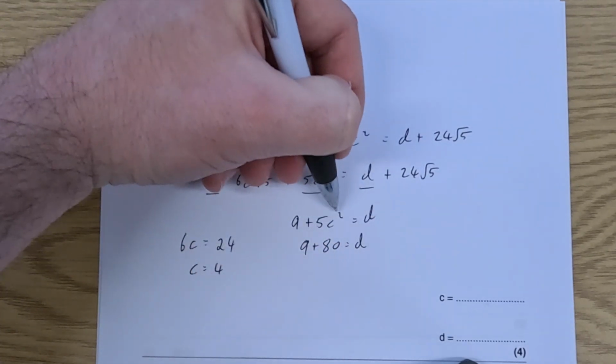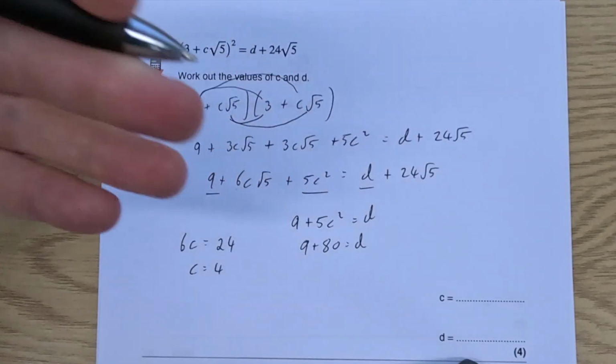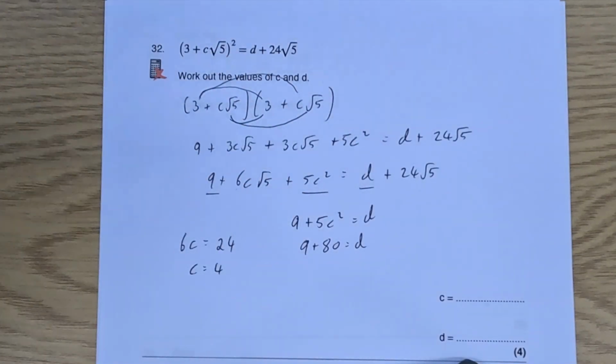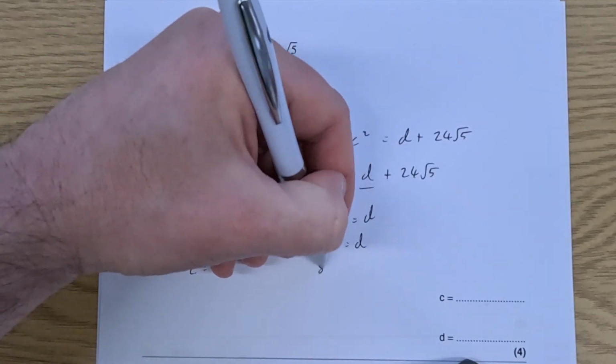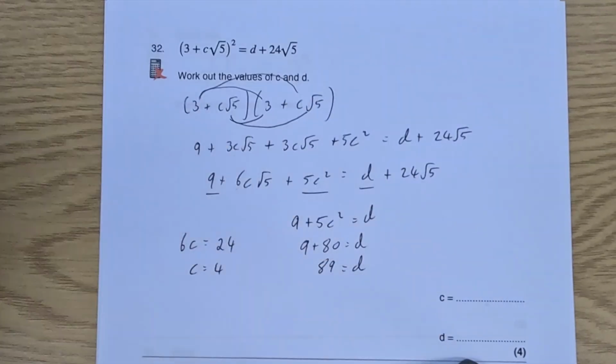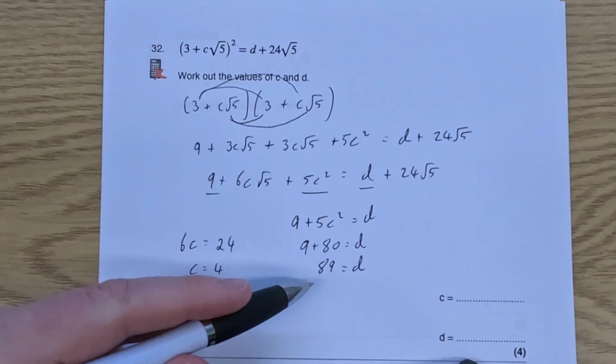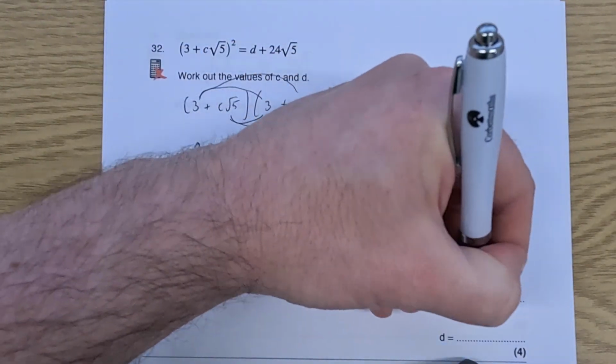Just remembering to square first before multiplying by 5. But like pi r squared, you square the radius before times it by pi. And then 9 plus 80 is equal to 89. So we'd have 89 equals d. So c is equal to 4 and d is equal to 89.